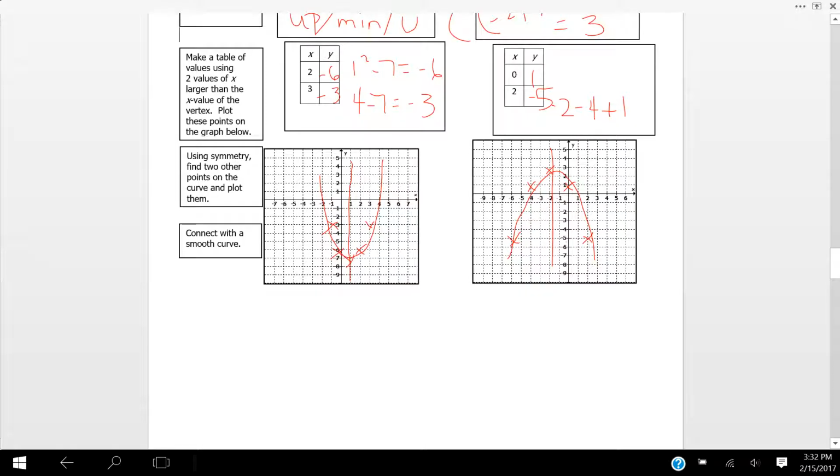All right, we're going to get through this foldable if it kills me. Not going to kill y'all, but it might kill me.